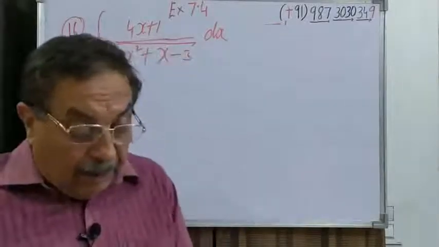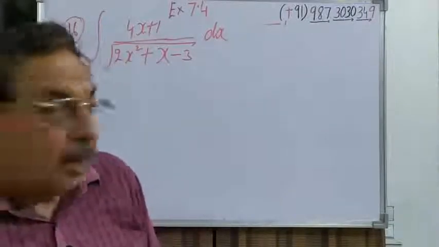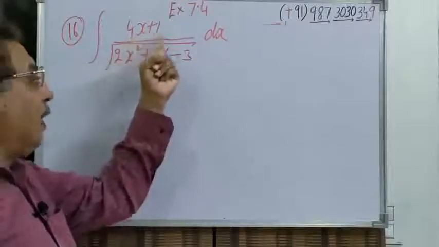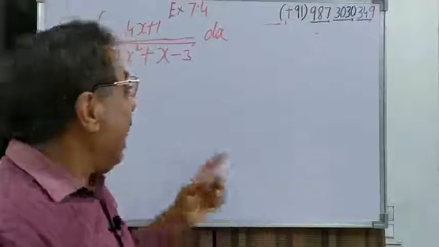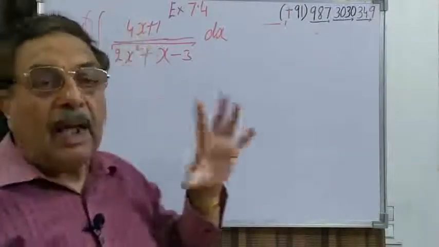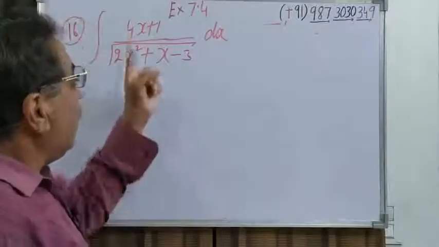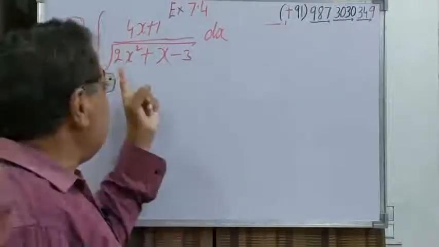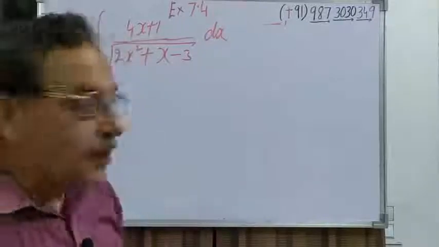Now in such type of questions, when there is a linear factor in the numerator and the denominator has a quadratic, and the exponent of the denominator must be higher than the exponent of the numerator. So then what we do? We convert the numerator into the derivative of the denominator. And what is the procedure? What is the method for doing so?